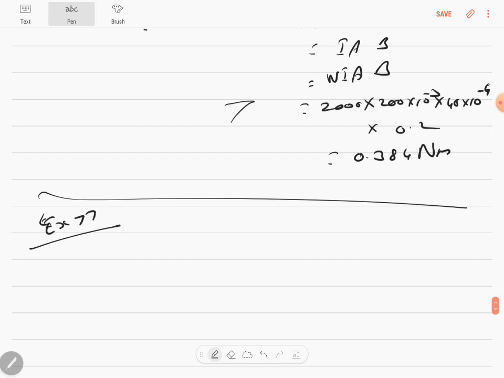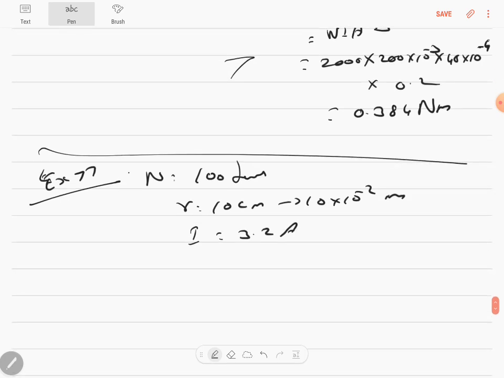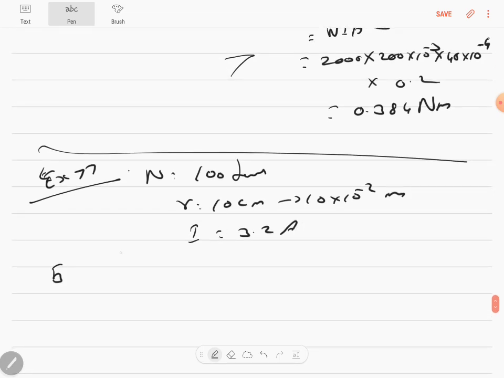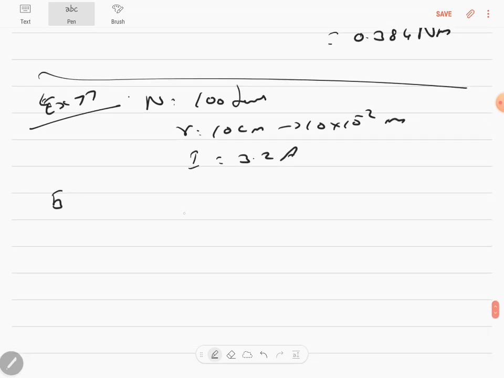A 100-turn closely wound circular coil of radius 10 centimeter, which is 10 into 10 to the power minus 2 meter, carries a current of 3.2 amps. What is the field at the center of the coil? What is the magnetic moment of this arrangement? Our question is not over. Such a huge question in the textbook.